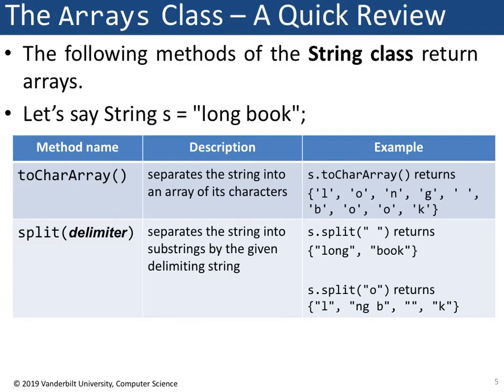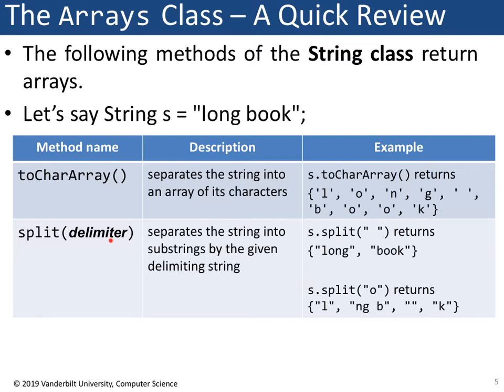Here are some methods that are built into the String class that actually return arrays. So the toCharArray is going to separate each of the individual characters in a string into an array. So if we had the string "long book" stored in s, and we did s.toCharArray, this method is going to return an array of chars such as this: l, o, n, g, space, b, o, o, k. So that's a useful method to convert a string to a char array.